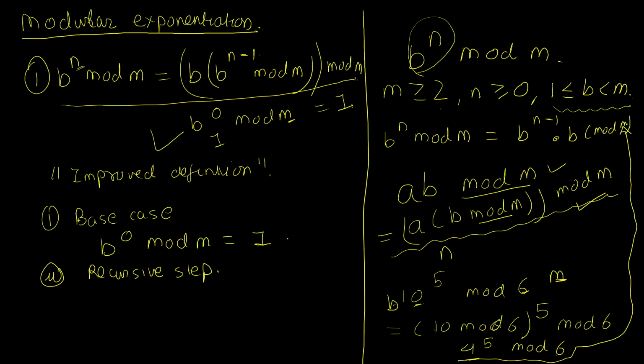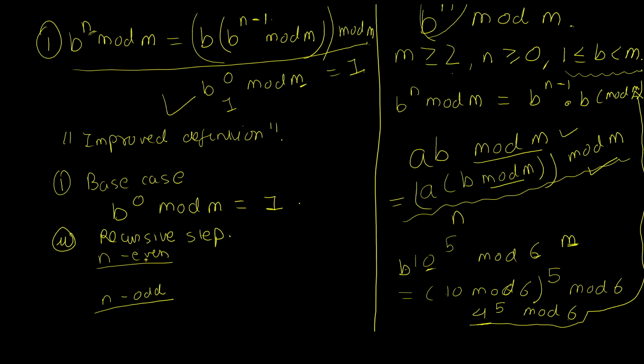But here the case is different if n is even and n is odd. So whenever n is even, we'll use this definition. b raised to the power n mod m is equal to b raised to the power n by 2 mod m, squared, and then mod m. And then whenever n is given odd, we want to use this rule.